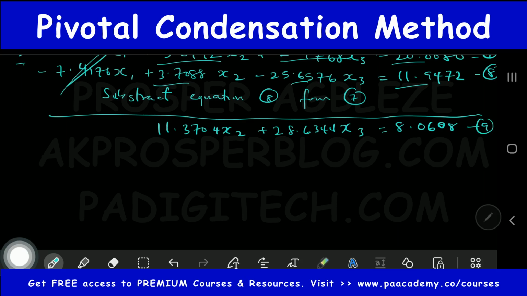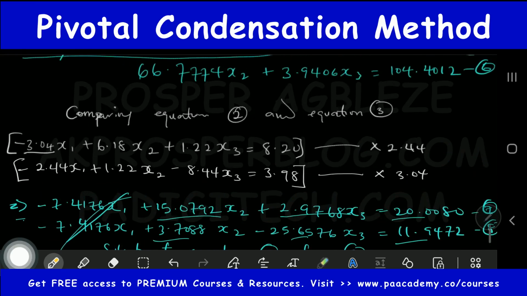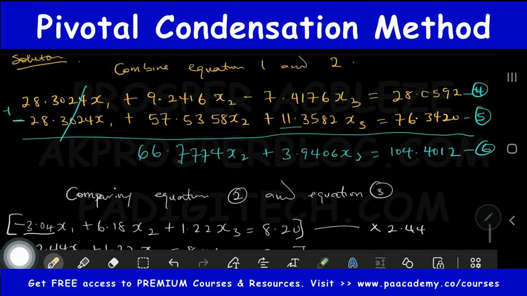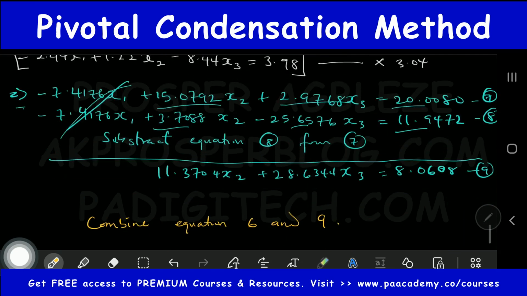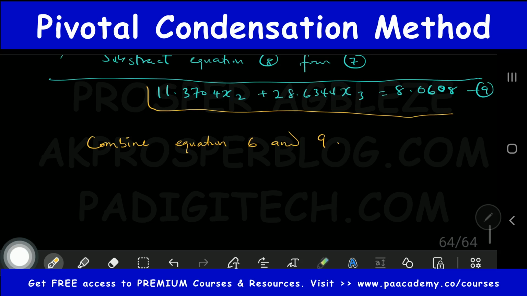All right, so now what we want to do is combine equation 6 and 9. So let's come back to our equation 6. Remember, our equation 6 is when we combine equation 1 and 2, and then our equation 9 is this one that we've just gotten. We're going to combine them together so that we can use it to get our x2 and x3. So let me complete it: combine equation 6 and 9 and solve simultaneously.